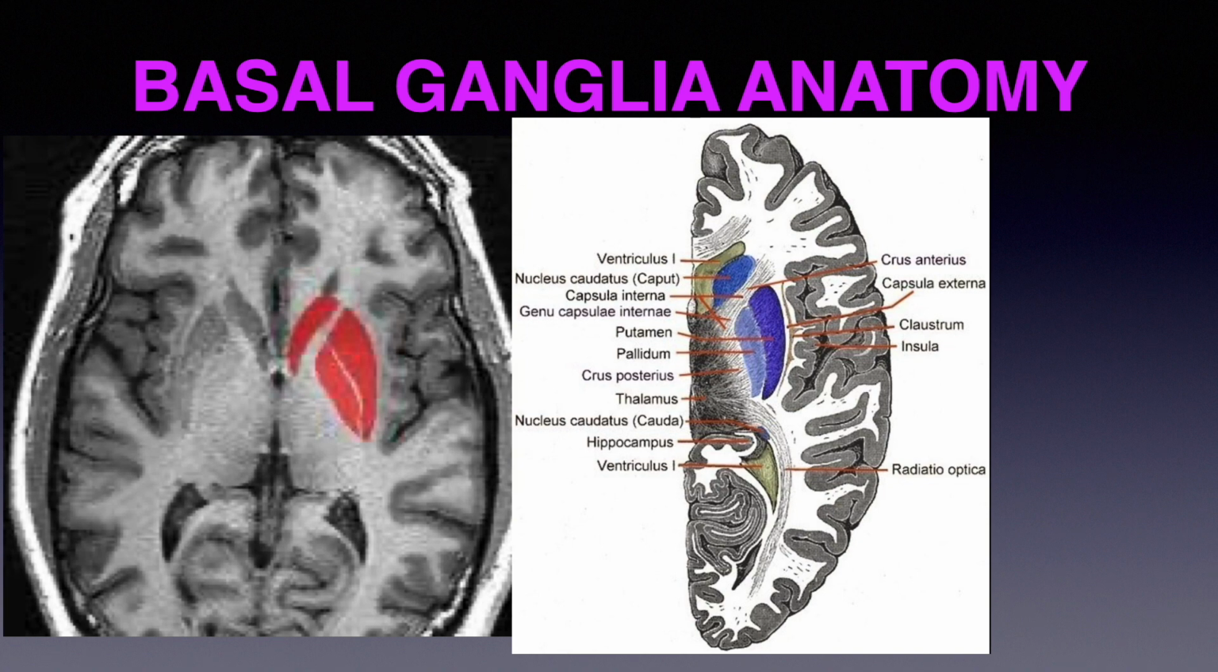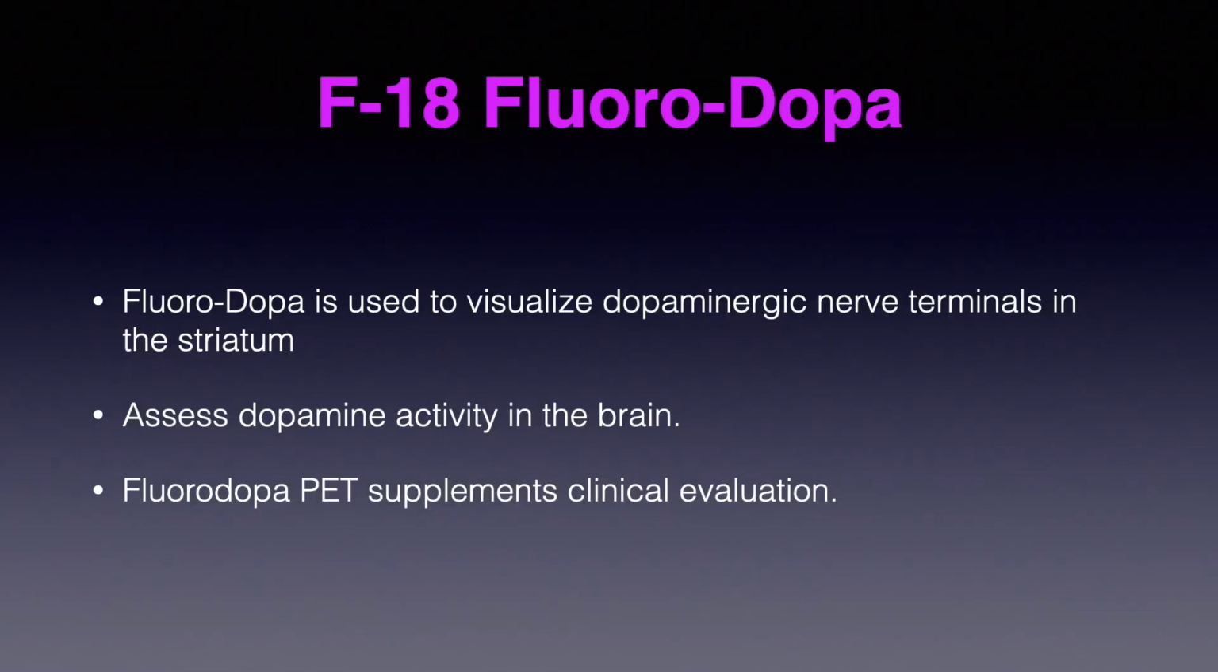The MRI images on the left and the graphic on the right demonstrate the caudate head and the putamen. F18 fluorodopa is used to visualize the dopaminergic nerve terminals in the striatum. This test is used to assess dopamine activity in the brain. Fluorodopa PET supplements clinical evaluation.